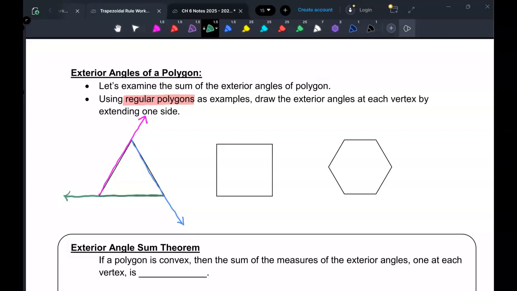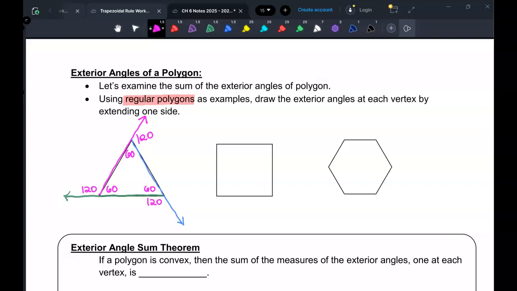Okay. So I'm using examples of regular polygons. This would be an equilateral triangle. What is each angle in there? 60, 60, and 60. So let's take a look at each exterior angle. The one at the top, if this is 60, what's the exterior? 120. They have to make a linear pair. This one down here, same thing, 120.